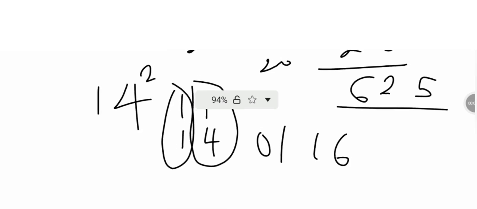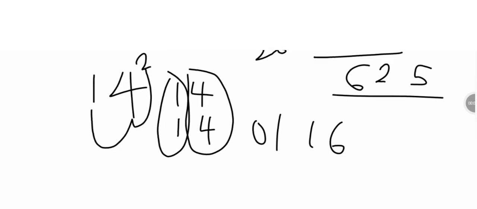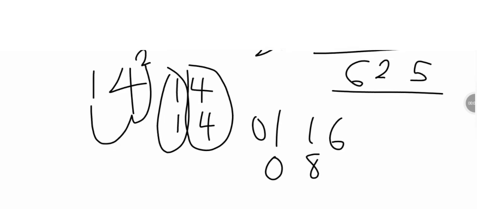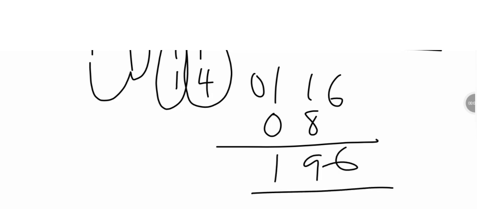Then finish it up by doing 1 times 4 times 2. So 1 times 4 is 4. 4 times 2 is 8. You are going to write 0, 8 like this. Then the next step is for you to just do a simple addition. That's 6, 9, 1, which is the square of 14.